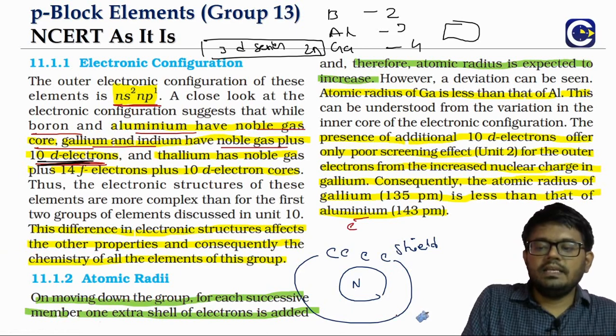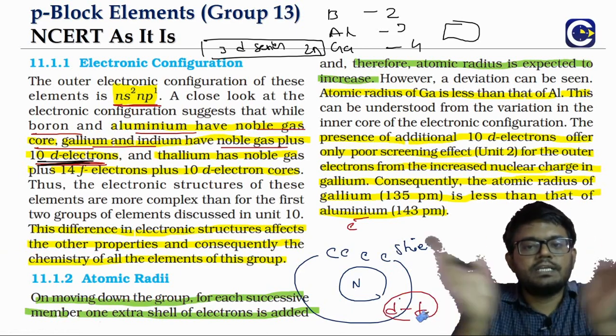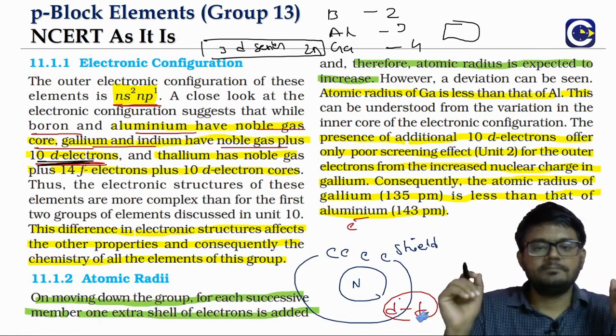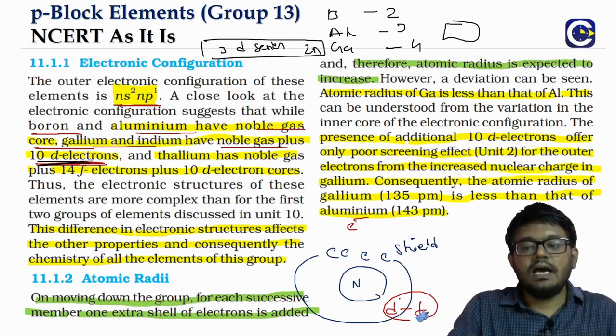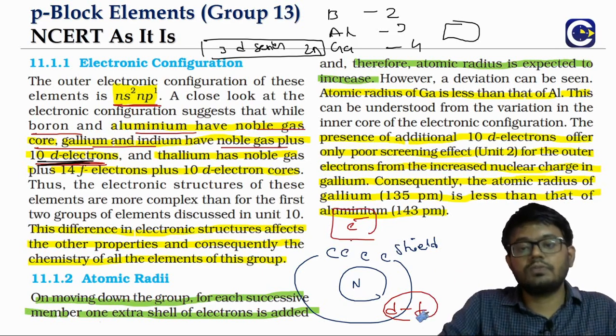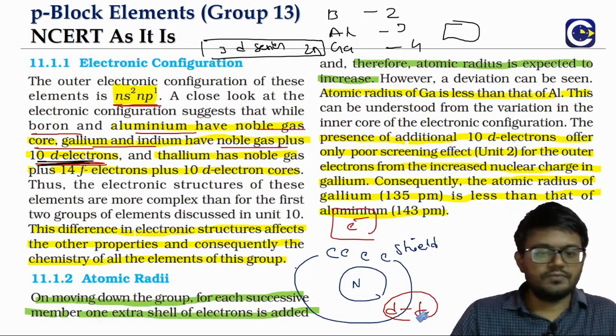But here the D or F subshell electrons will be diffused in terms of the shape of the orbitals, so they cannot have a proper shielding effect. This is what we call the poor shielding effect. As a result, what happens? The outer electrons will come under a stronger influence of the nucleus. And we will see what happens as a result of it.